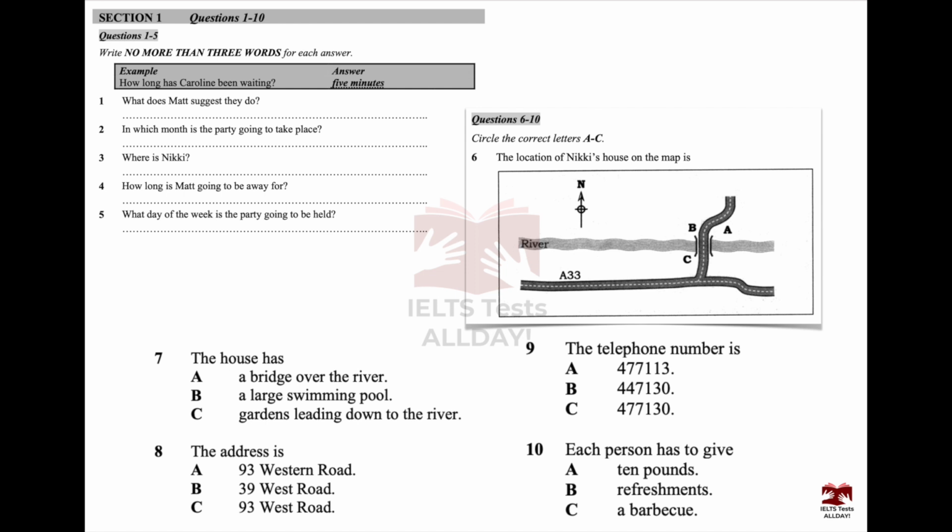Section 1. You are going to listen to a conversation between 2 friends who are discussing the organisation of a party. As you listen, answer the questions. Write no more than 3 words for each answer. First, you have some time to look at questions 1 to 5. You can see that the first question has been completed for you as an example. The part of the conversation relating to this example will now be played for you.